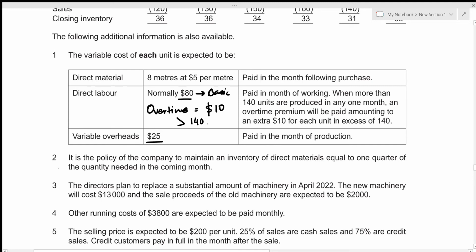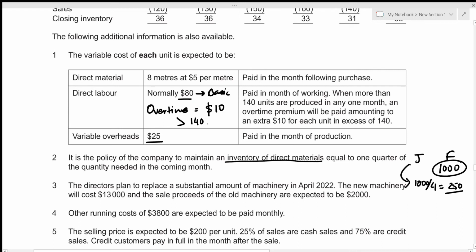For the second information, we are given that it is the policy of the company to maintain an inventory of direct materials. So we're only talking about the inventory of direct materials, not the inventory of goods, equal to 1/4 of the quantity needed in the coming month. So let's talk about the month of January and February. If for February we have the direct materials amounting to 1,000, then the direct materials for the closing inventory in the month of January should be 1/4 of this particular amount. So if for February we have 1,000, then the direct materials as the closing inventory in the month of January will be 1,000 by 4, which is 250. So this is the policy of the company.